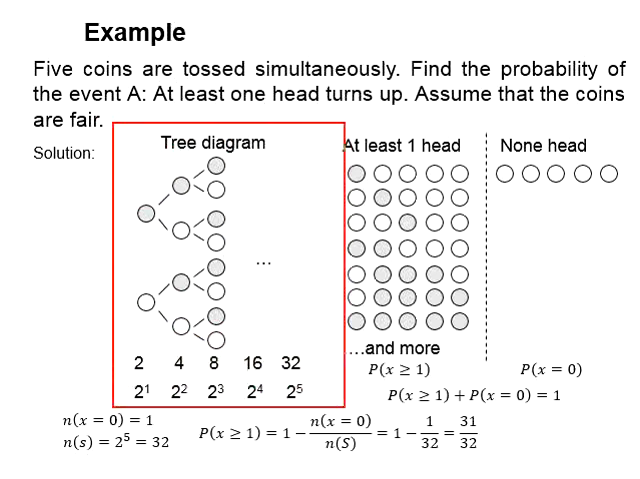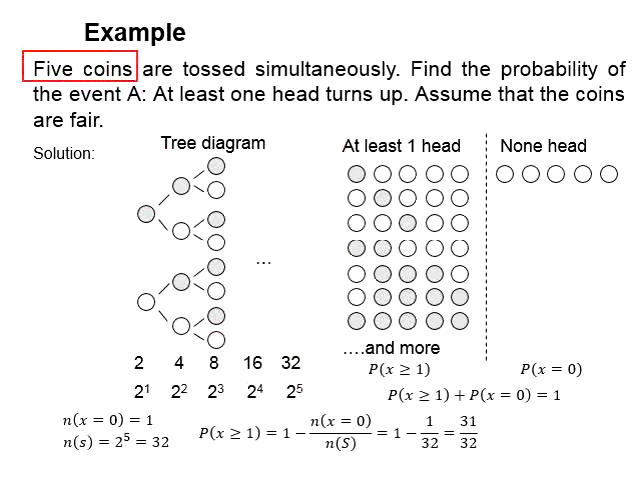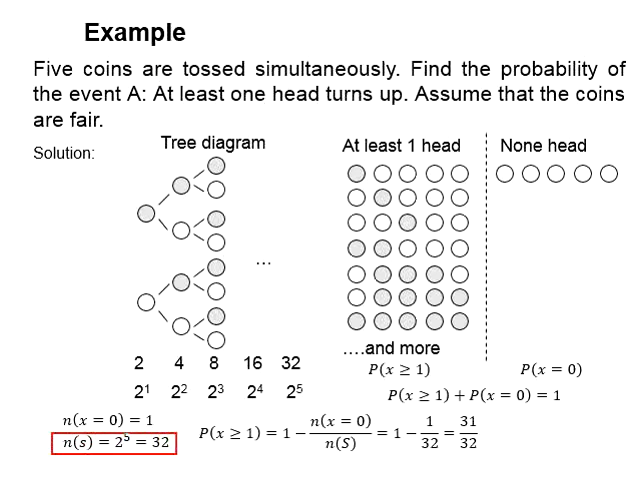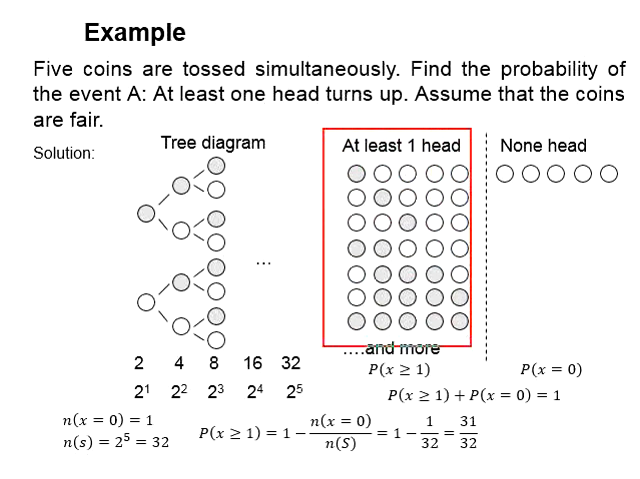From the diagram here, you will know that tossing the 5 coins will give you a sample space of 32, which is equal to 2 power of 5. Therefore, the n of the space will be equal to 32. Next, we look into the chances of at least one head turning up. From the tree diagram here, you can come up with 32 routes of the coins under different combinations of head and tail.